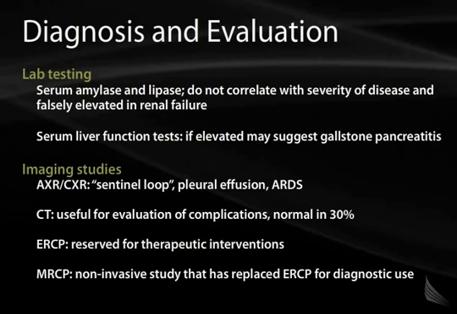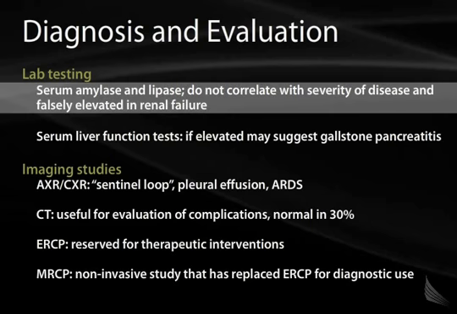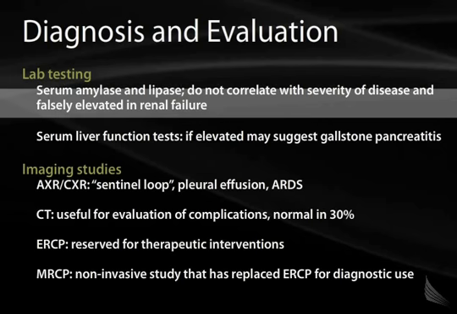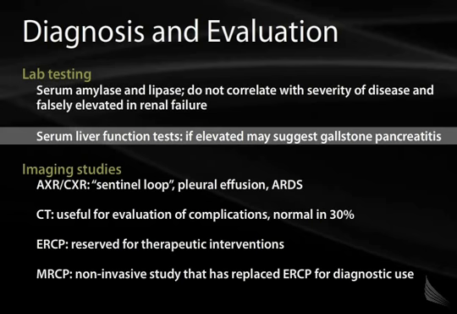Lab testing for acute pancreatitis includes checking serum amylase and lipase. Levels of these do not correlate with severity. Amylase and lipase can be elevated in renal failure, and perforation of any viscus can cause an elevation in these enzymes. Serum liver function tests can be abnormal, and if associated with an elevation of alkaline phosphatase or gamma-glutamyl transferase, may suggest gallstone pancreatitis.